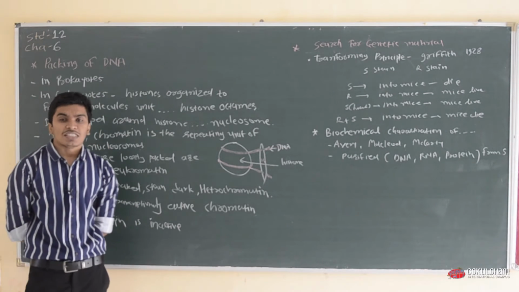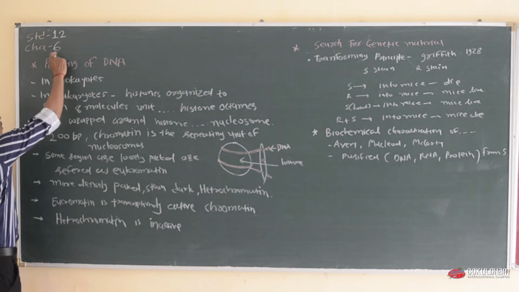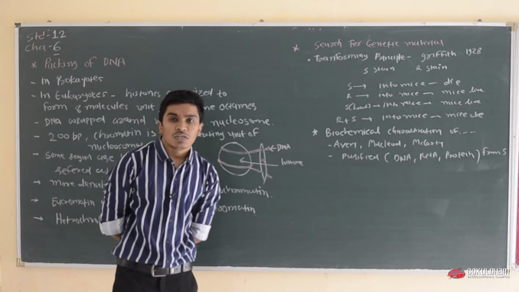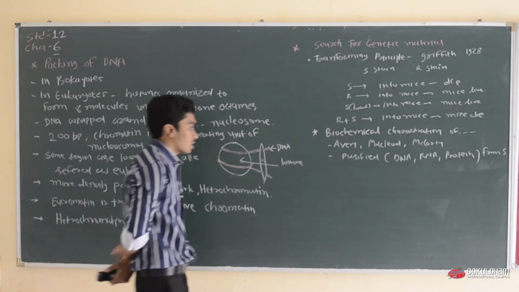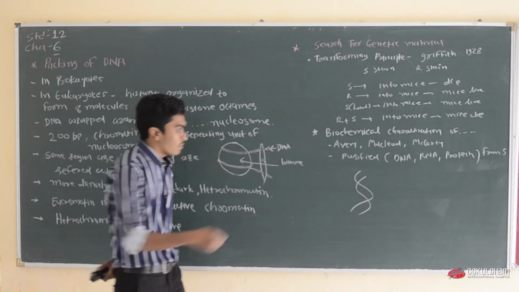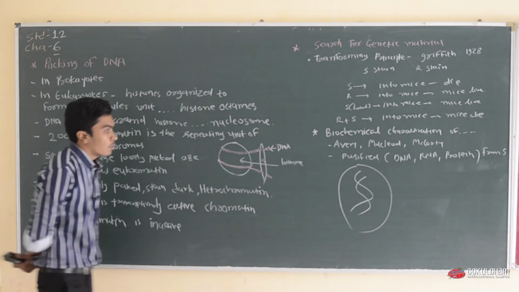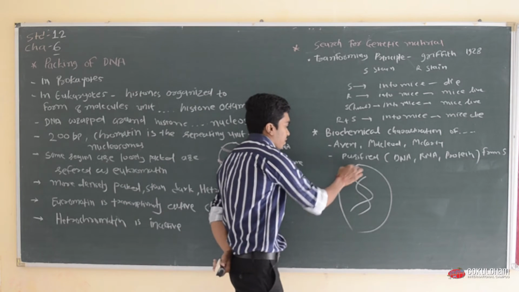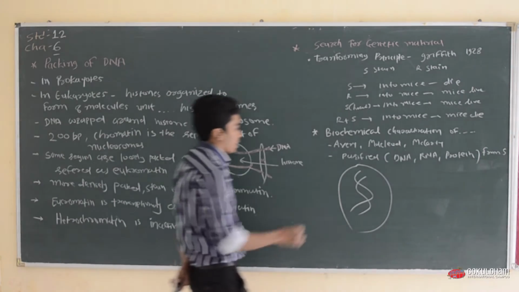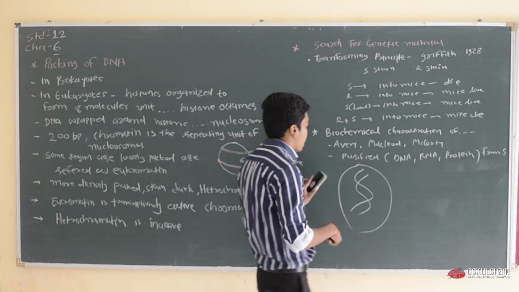So in previous classes we started a new chapter, chapter number 6, the molecular basis of inheritance, in which we discussed the structure of DNA. We know this is the double helical structure of DNA. We discussed its ultrastructure and the components by which the DNA is made. We already discussed all these things. Now today we are going to discuss how this DNA is packaged in a cell or nucleus. So let us start today's class.